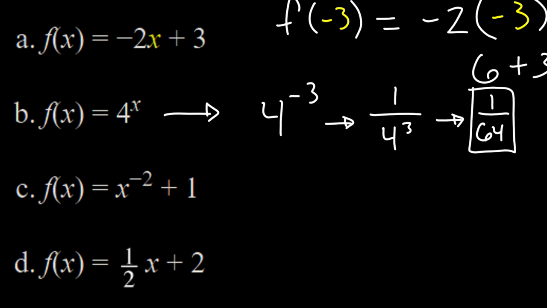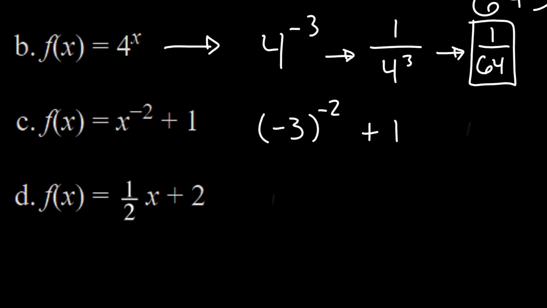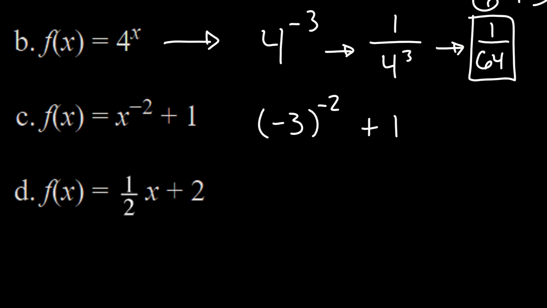All right, next value, c. This looks complicated, so I'm being very careful to use parentheses for my input. So I've got negative 3. I'm raising that to the negative second power and then adding 1. So the first thing I want to do is clean up this negative exponent. So this is going to be rewritten as 1 over negative 3 to the positive second power, plus 1.